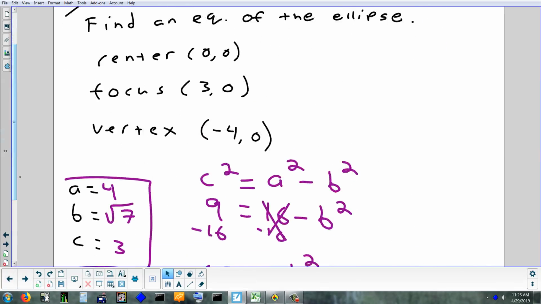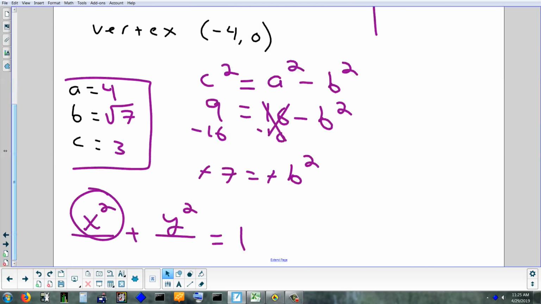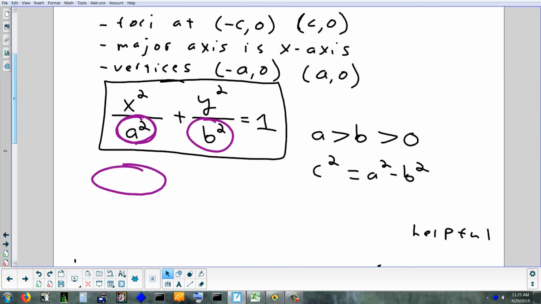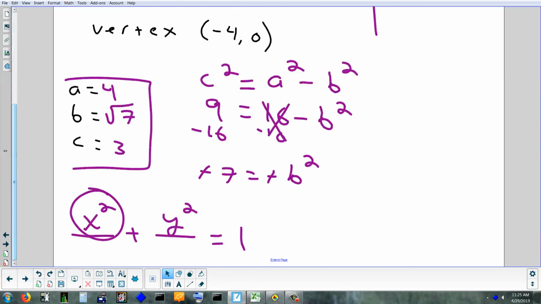But the way I figure out which equation it is, draw those points. There's your center. Your focus is 3 units right. Just a quick rough sketch. Your vertex, there's 4 units left. How do those points line up? Do they line up horizontal or do they line up vertical? They line up horizontal. So that means they line up in the x direction. So put the bigger number under x. What's the bigger number? A is always greater than B. So you put A under the x, A squared.